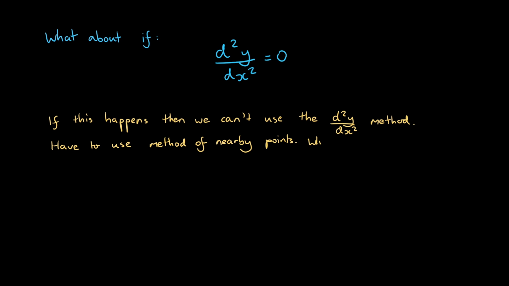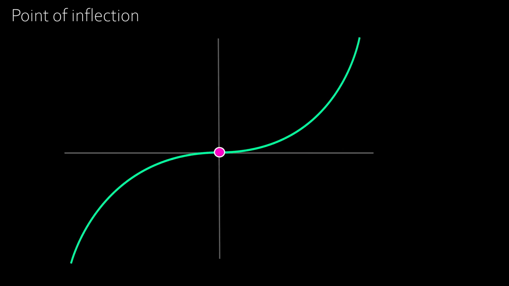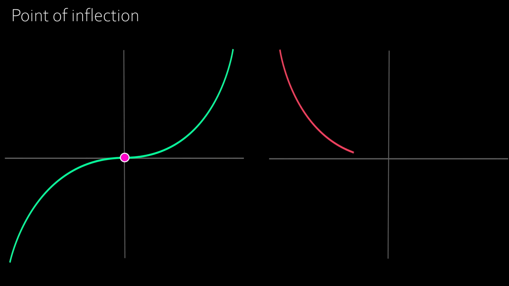because when the second derivative is equal to 0, it could be a maximum, it could be a minimum, or it could even be something called a point of inflection. Now, a point of inflection is where a curve goes from positive gradient to 0 gradient, where there's a stationary point, to positive gradient again. Or it's a curve that goes from negative gradient to a stationary point to negative gradient again.